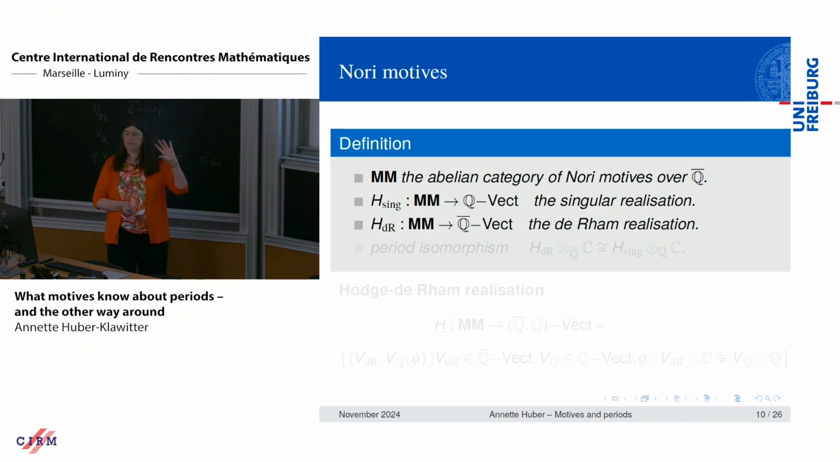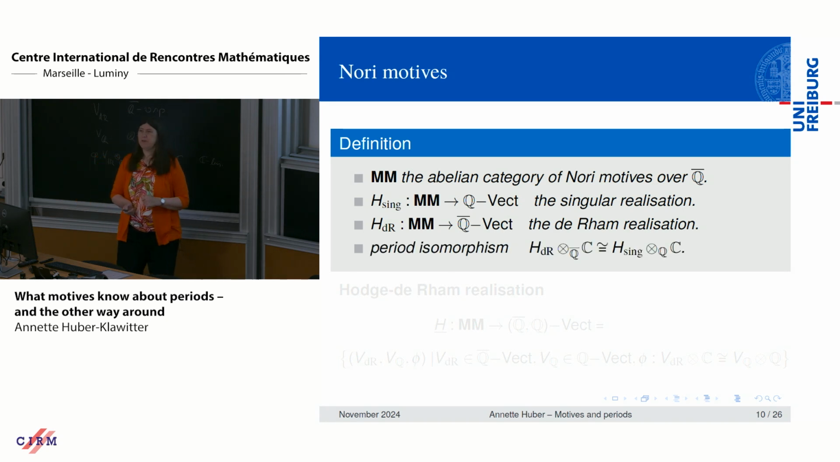And these two realizations are always linked by a period isomorphism. So after extending scalars to the complex numbers, singular cohomology and de Rham cohomology become isomorphic. So that's the three things that you need to know about Nori motives.